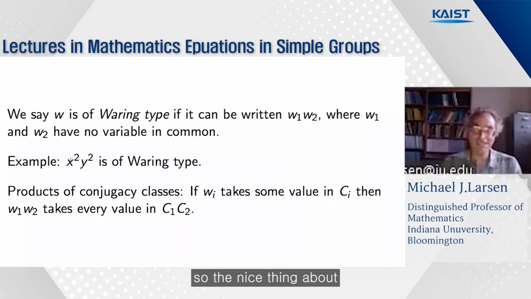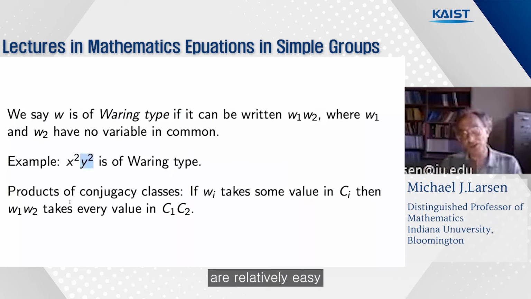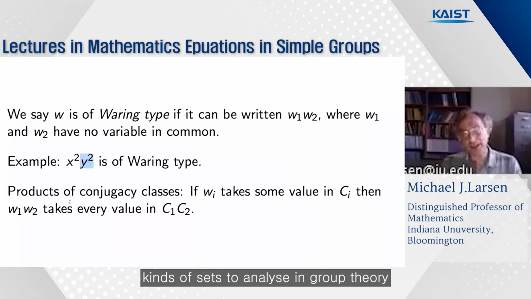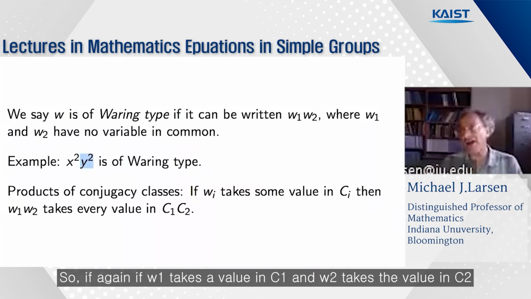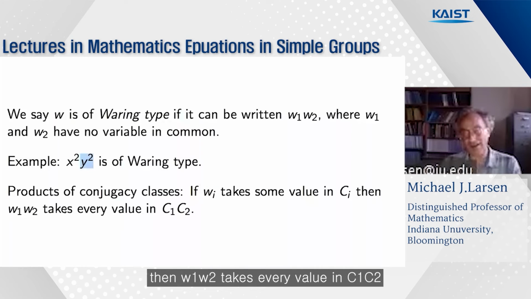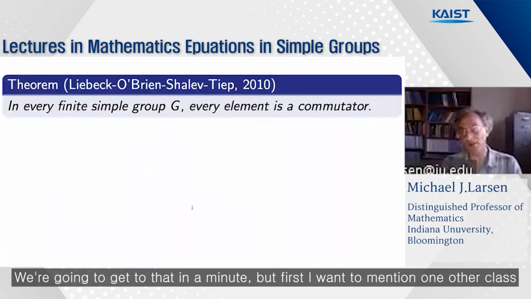So the nice thing about a situation like x squared, y squared, is that this is going to be a union of products of conjugacy classes. And products of conjugacy classes are relatively easy kinds of sets to analyze in group theory. Right? So if W1 takes a value in C1 and W2 takes a value in C2, then W1, W2 takes every value in C1, C2. So which values are there for this? Okay, we're going to get to that in a minute.